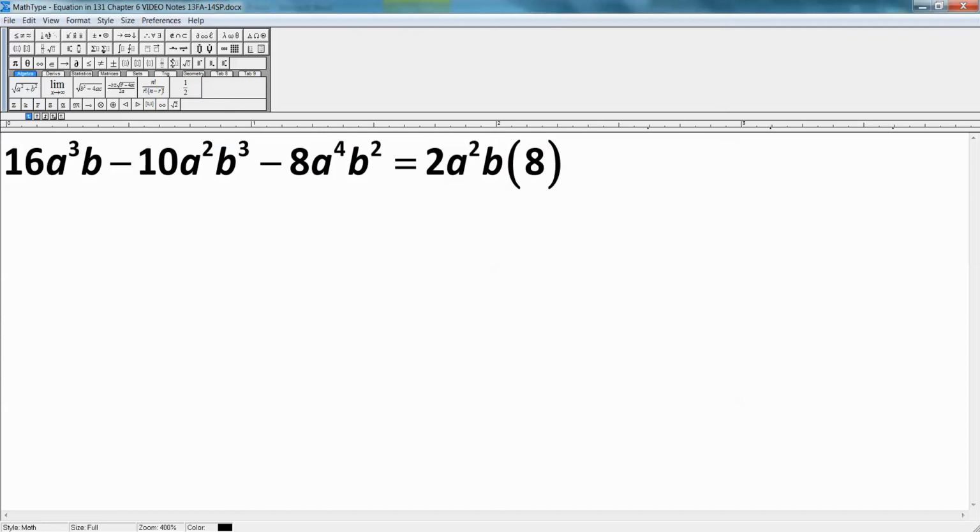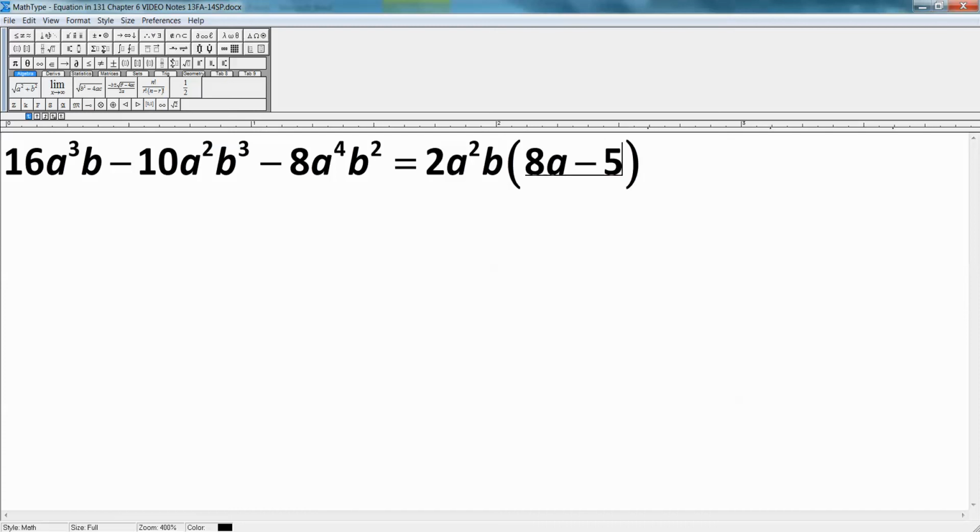2 times 8 makes 16. I took away a squared. I divided away a squared. So I need to have 1a left over. That way I would get a cubed if I multiplied it out. And then, I have a b, and I took it away. So there is no b left. So it's just 8a on that term.